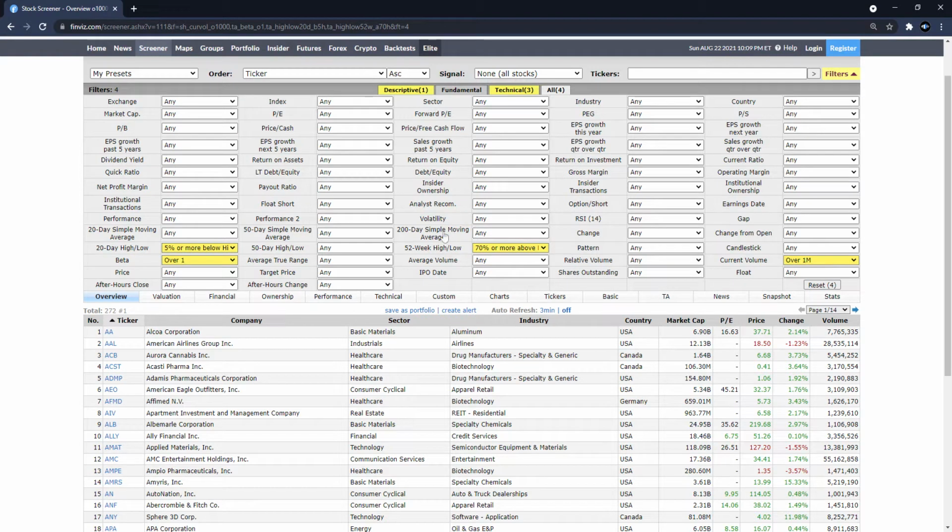So, okay, guys, the next filter is going to be the 200-day simple moving average. Here what we want to do is scroll down and set the simple moving average 200 to be below the simple moving average 50. So we want to click that.